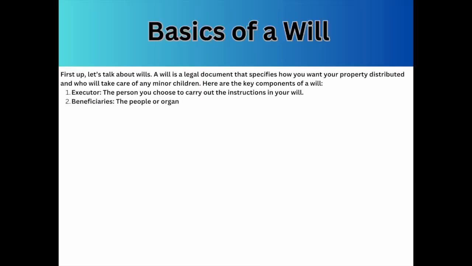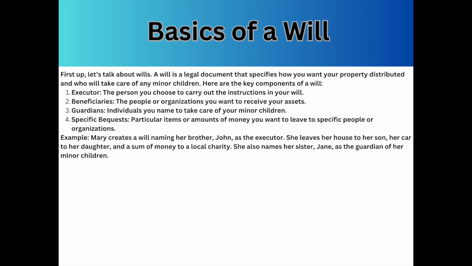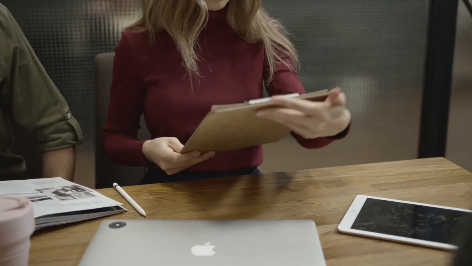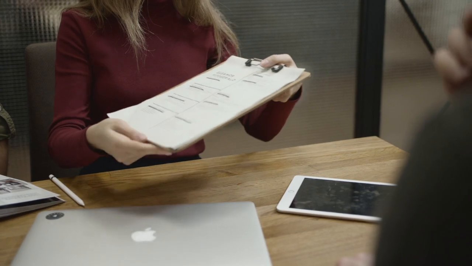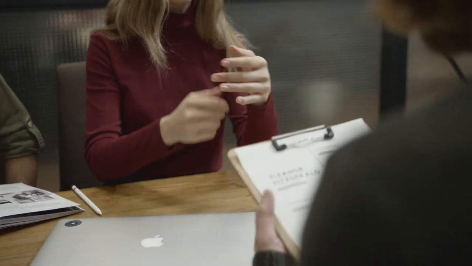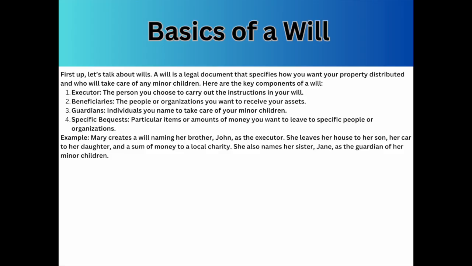So the first one is the basics of wills. A will is a legal document that specifies how you want your property distributed, and who will take care of any minor children. Here are the components of a will. You have an executor, which is the person you choose to carry out the instructions in your will. You have beneficiaries, which are the people or organizations you want to receive your assets. You have guardians, individuals you name to take care of your minor children, and specific bequests. These are particular items or amounts of money you want to leave to specific people or organizations.